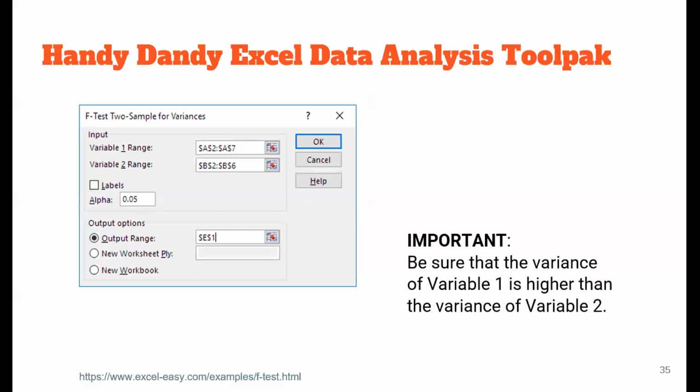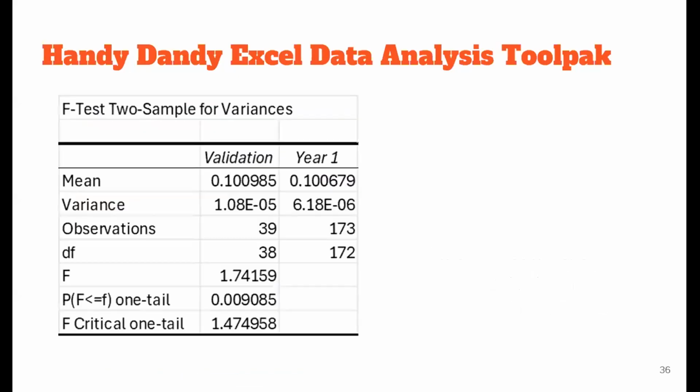And of note, if you're trying to do an F test of two sample sets, be sure that the variance of variable 1 is higher than the variance of variable 2. I'll explain why in a moment, but just keep that in mind when you're using it. Don't just pick whichever one is 1 and whichever one is 2. Pick the one that has higher variance. You'll see that in many of the online tutorials of how to access an F-test in Excel. The output of this little tool pack gives you something that looks like this.